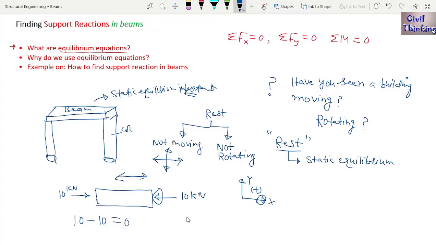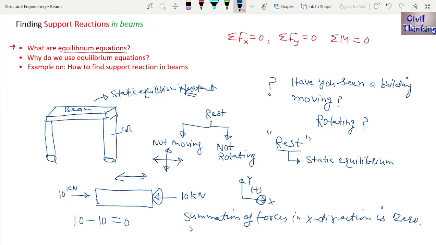What does that mean? It means the summation of forces in the x direction is 0, right?